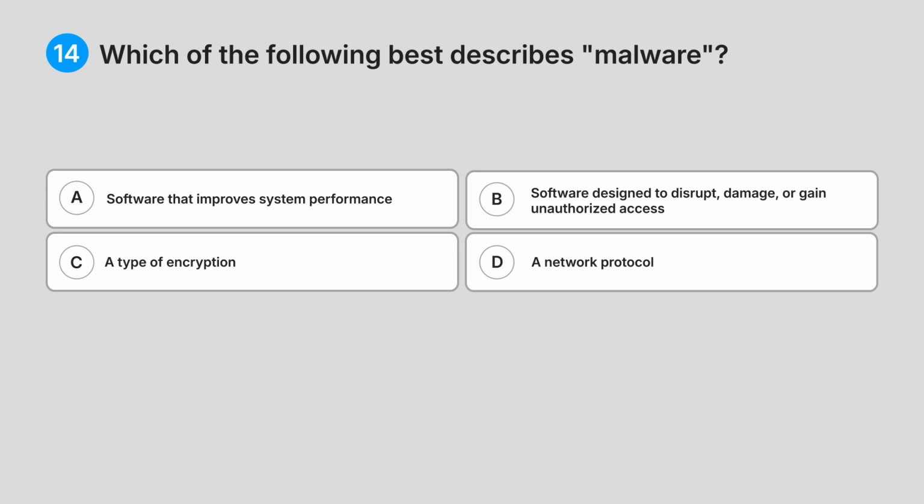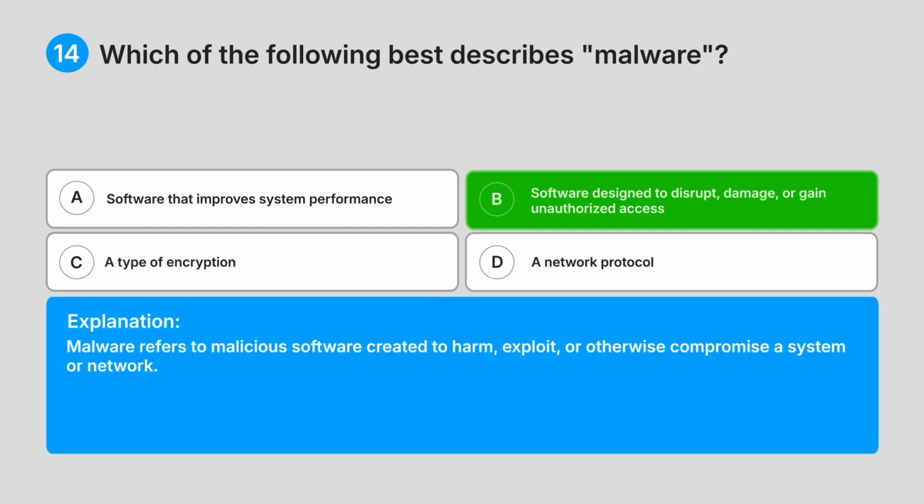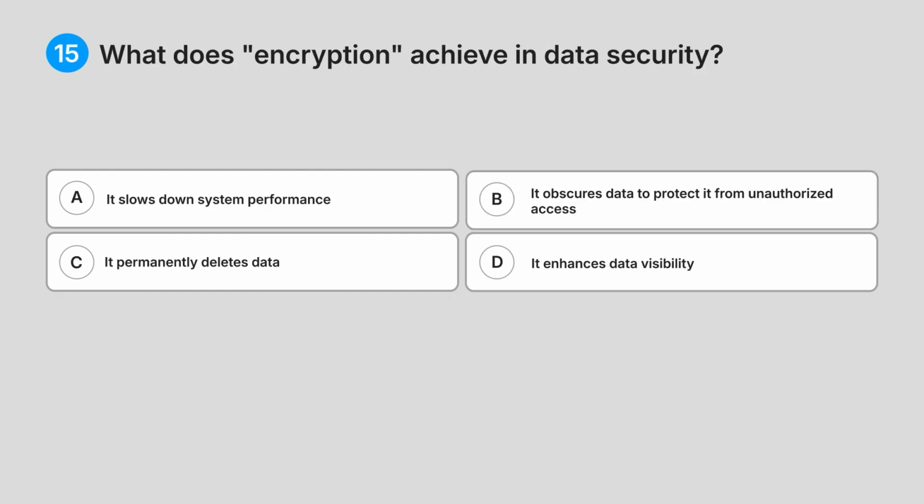Correct answer. B. Software designed to disrupt, damage, or gain unauthorized access. Explanation. Malware refers to malicious software created to harm, exploit, or otherwise compromise a system or network. 15. What does encryption achieve in data security?